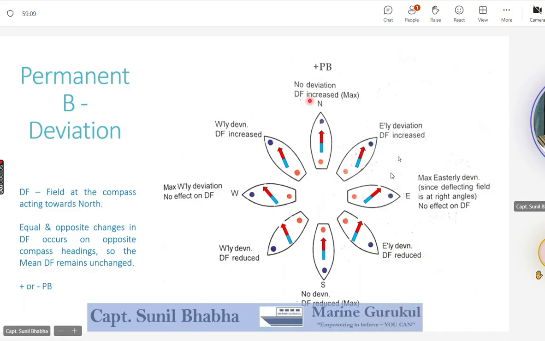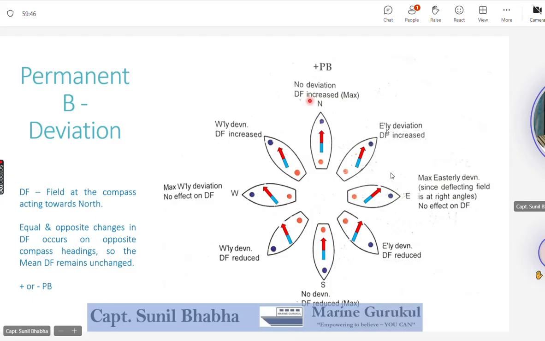Let me try to explain it in another way. Assume that the ship's magnetism is like a vector going from red to blue. Now, in the northeasterly direction, this vector is pointing in 045 heading. If you break it up into north-south component and east-west component, the north-south component of this vector increases the DF, and the east-west component of this vector generates the deviation. Are you able to visualize that way?